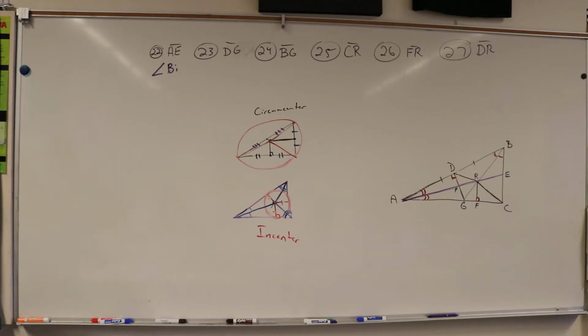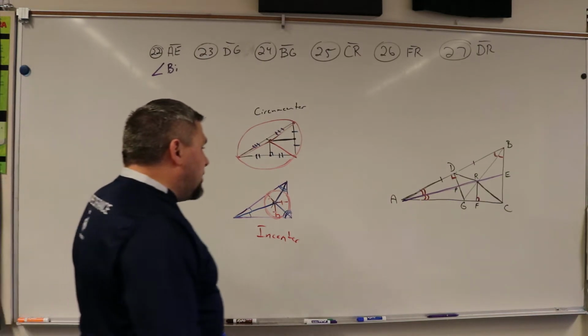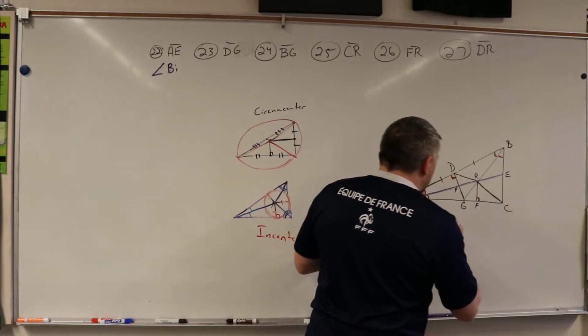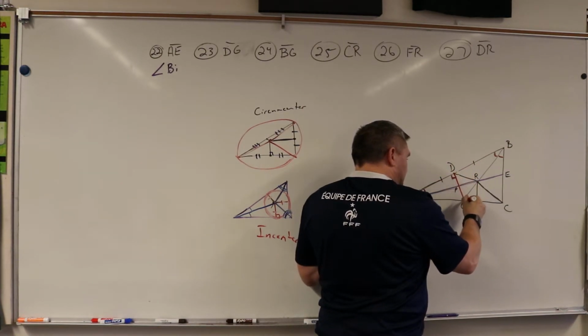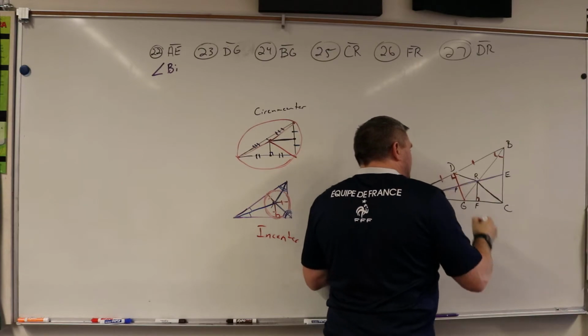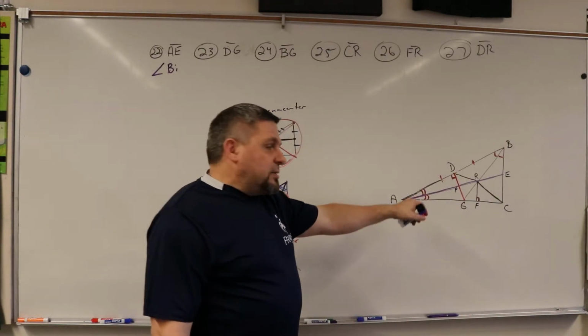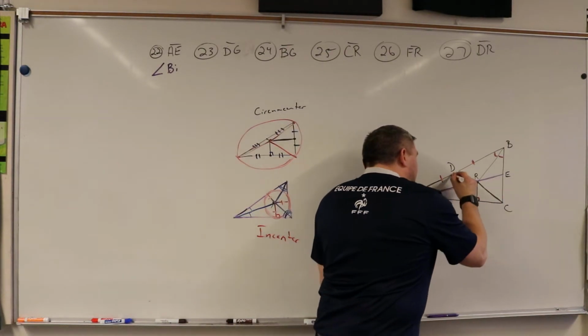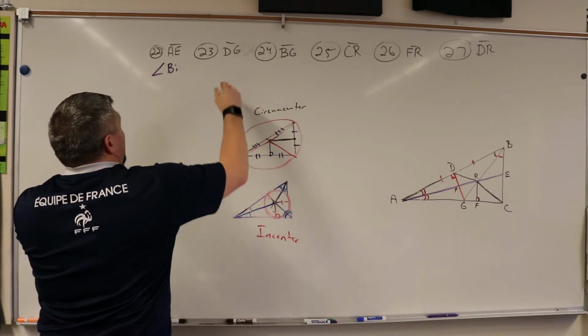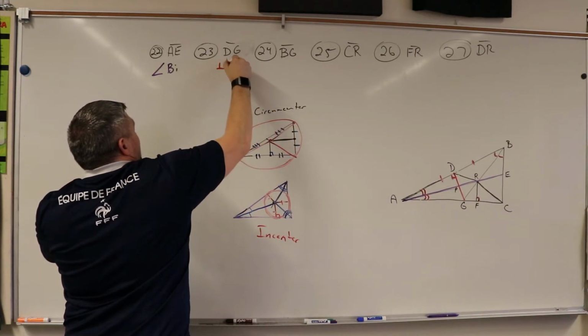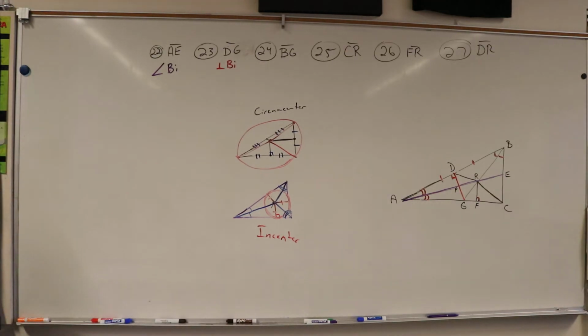Now we'll look at the next one, DG. DG is this. And it cut this segment in half, and it's a perpendicular. So we call that a perpendicular bisector. Okay?